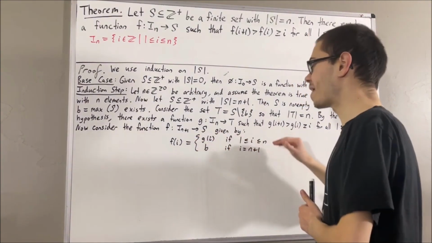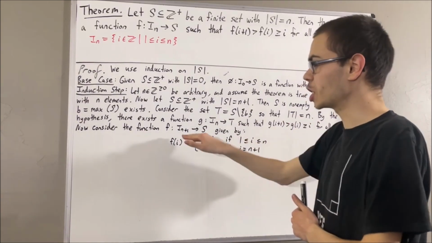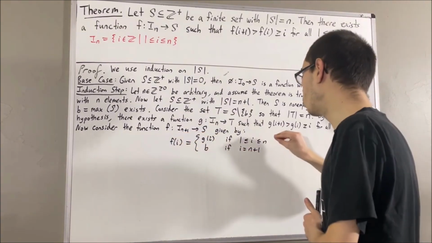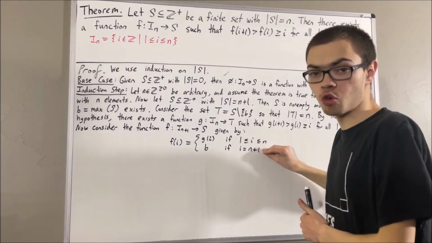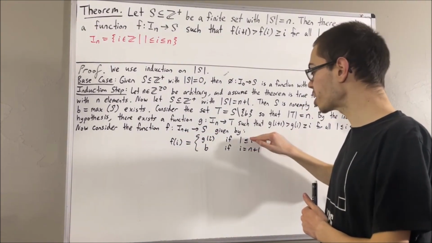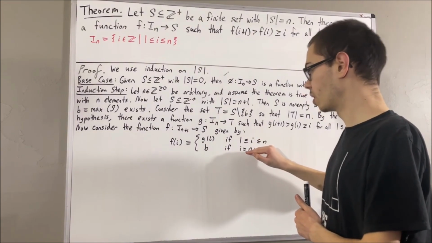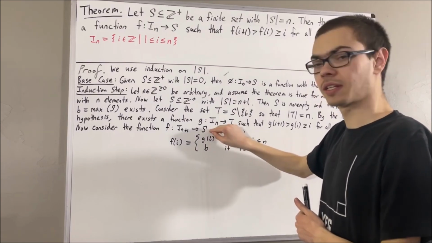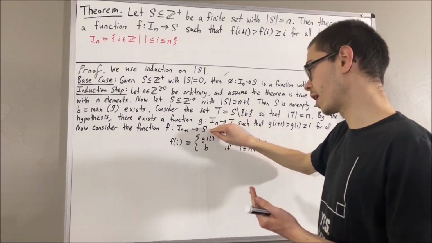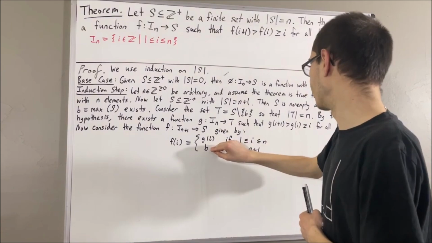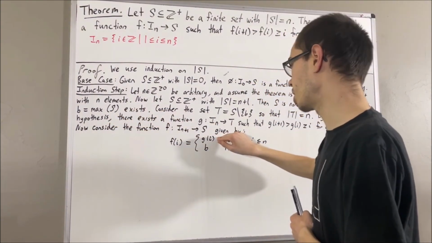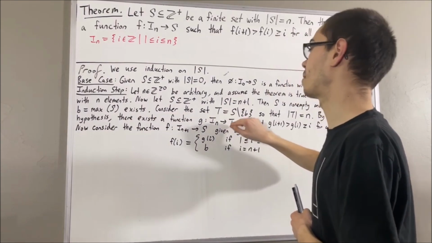Now, this definition makes sense because if we consider any integer i in I_{n+1}, then exactly one of these conditions is true. And no matter which condition is true, the output value that gets assigned is going to be an element of S. Because on one hand, we know that b is an element of S, and all the output values of g are elements of T, which is a subset of S.